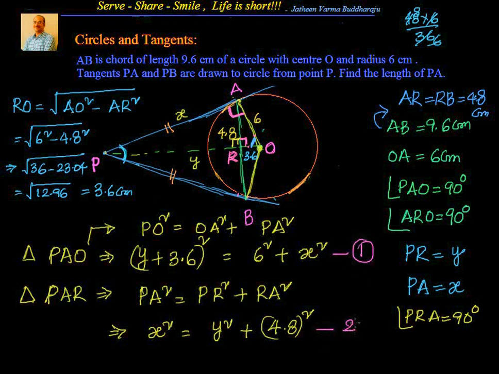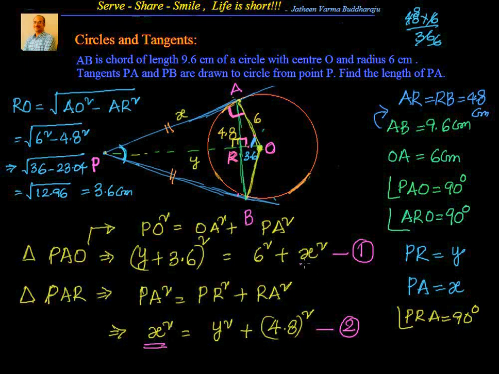This is equation 1 and this is equation 2. We have considered two triangles where we can use Pythagoras theorem. Because two variables are there, I need two equations to solve them. So one is triangle POA, hypotenuse is y plus 3.6, so (y + 3.6) whole square is x square plus 6 square. Take the triangle PAR. In that, angle PRA is 90 degrees. That means x is the hypotenuse now, so x square equals (y + 4.8) whole square.